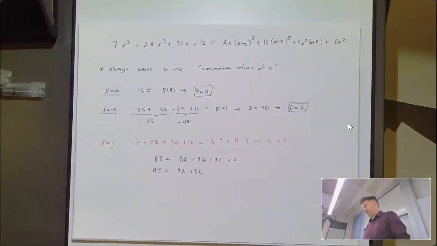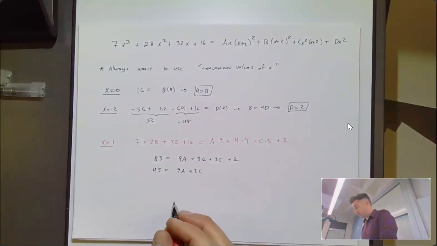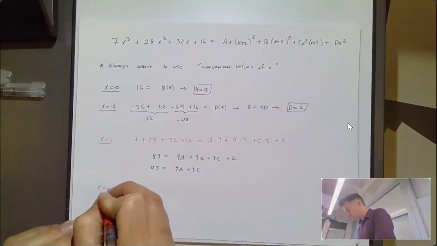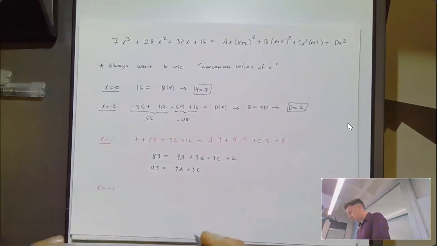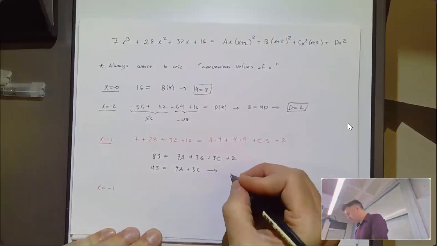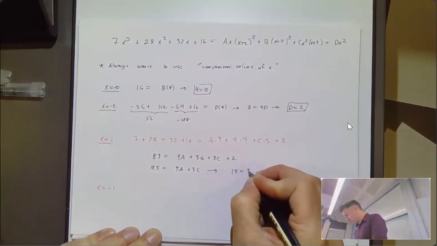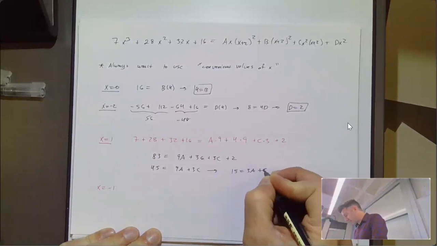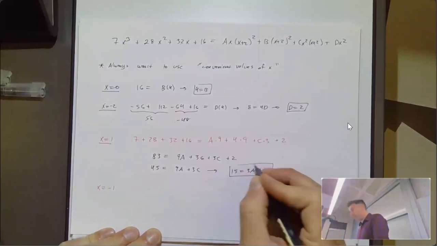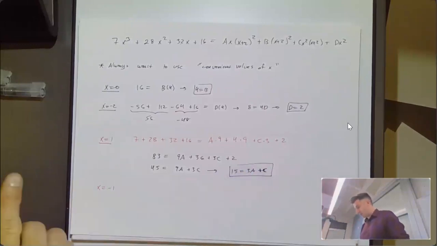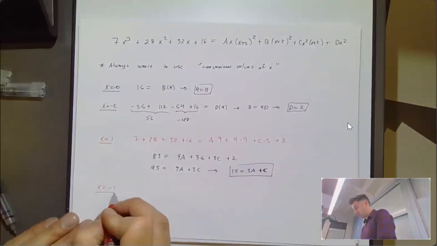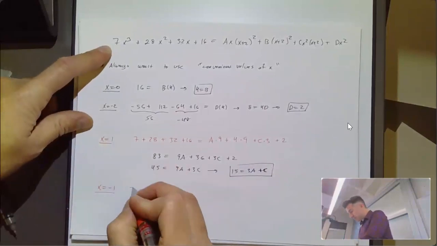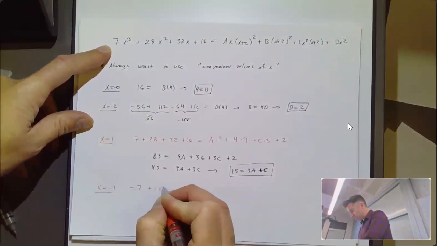So any other number, I would probably pick -1. I'm trying to pick the things that are smallest so the numbers are not big. Totally, yes, that's a good call. So then I should definitely say 15 equals 3a plus c. Good observation there. And then we're going to pick x equal to -1 and do the same sort of thing. So x equal to -1, you get -7 plus 28.